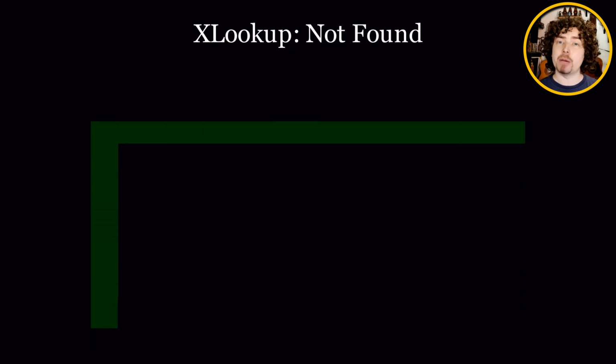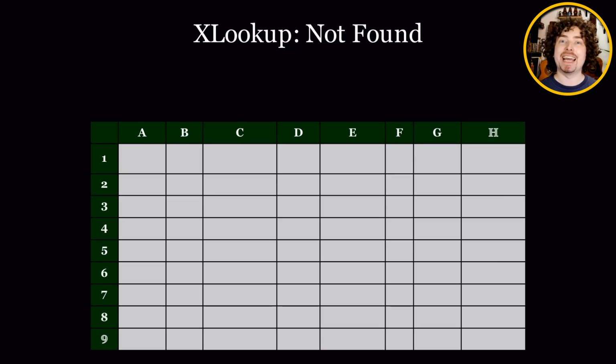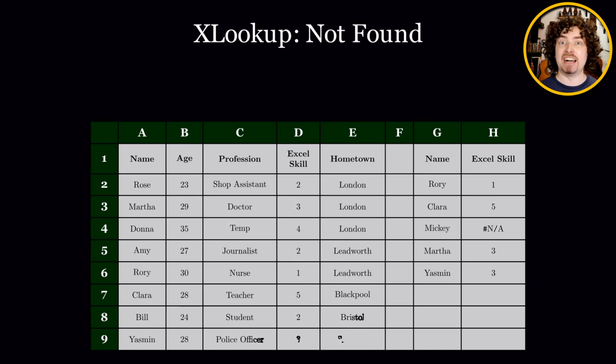Now let's talk about the optional arguments one at a time, starting with the first, not found. If you were to look up a value that doesn't exist in the table, you would get the dreaded NA error, just like we have for poor Ricky here.